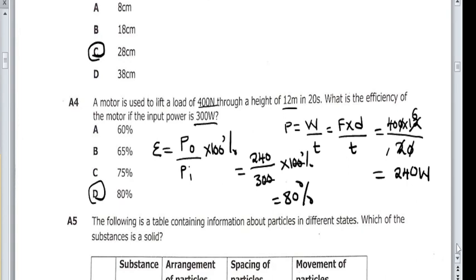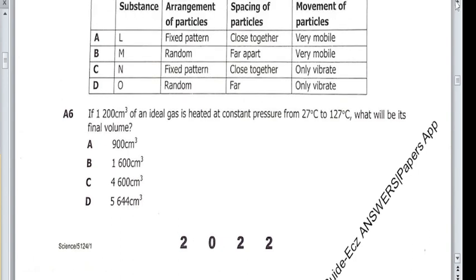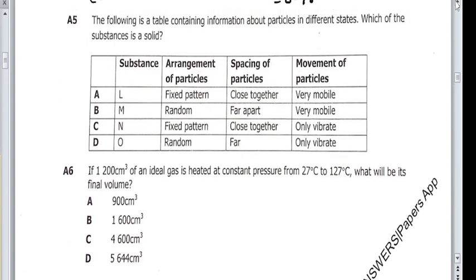Proceed. Look at question 5. Question 5, there it is. The following is a table containing information about particles in different states. Which of the substances is a solid?